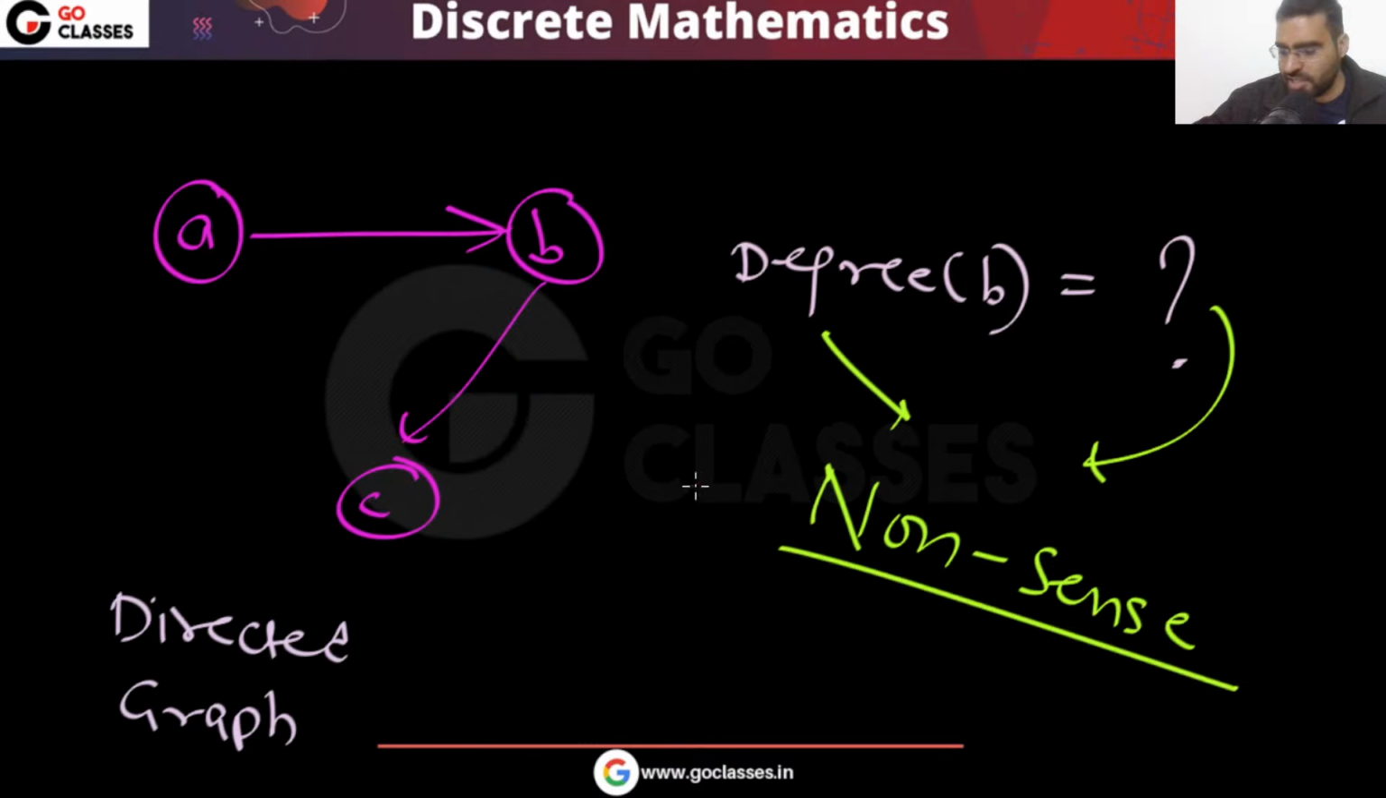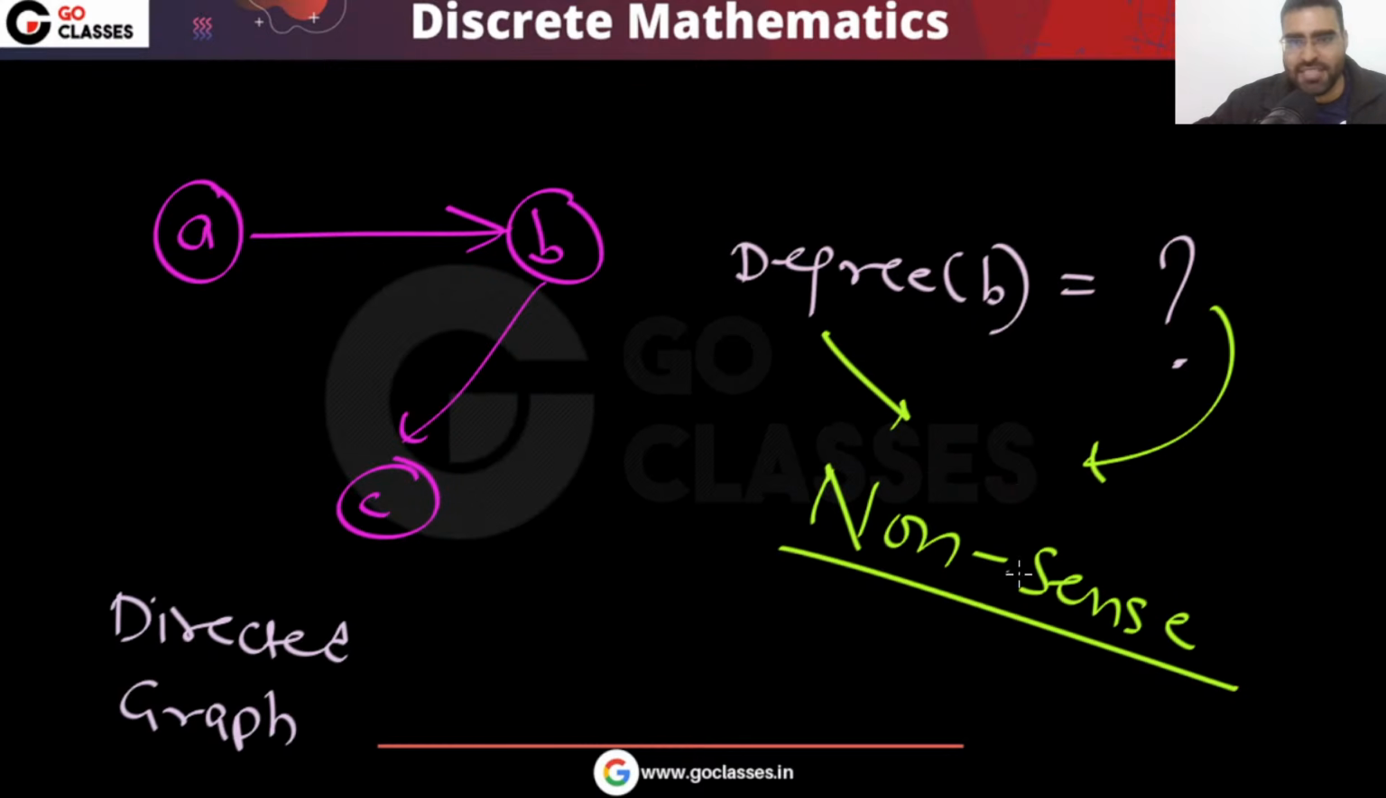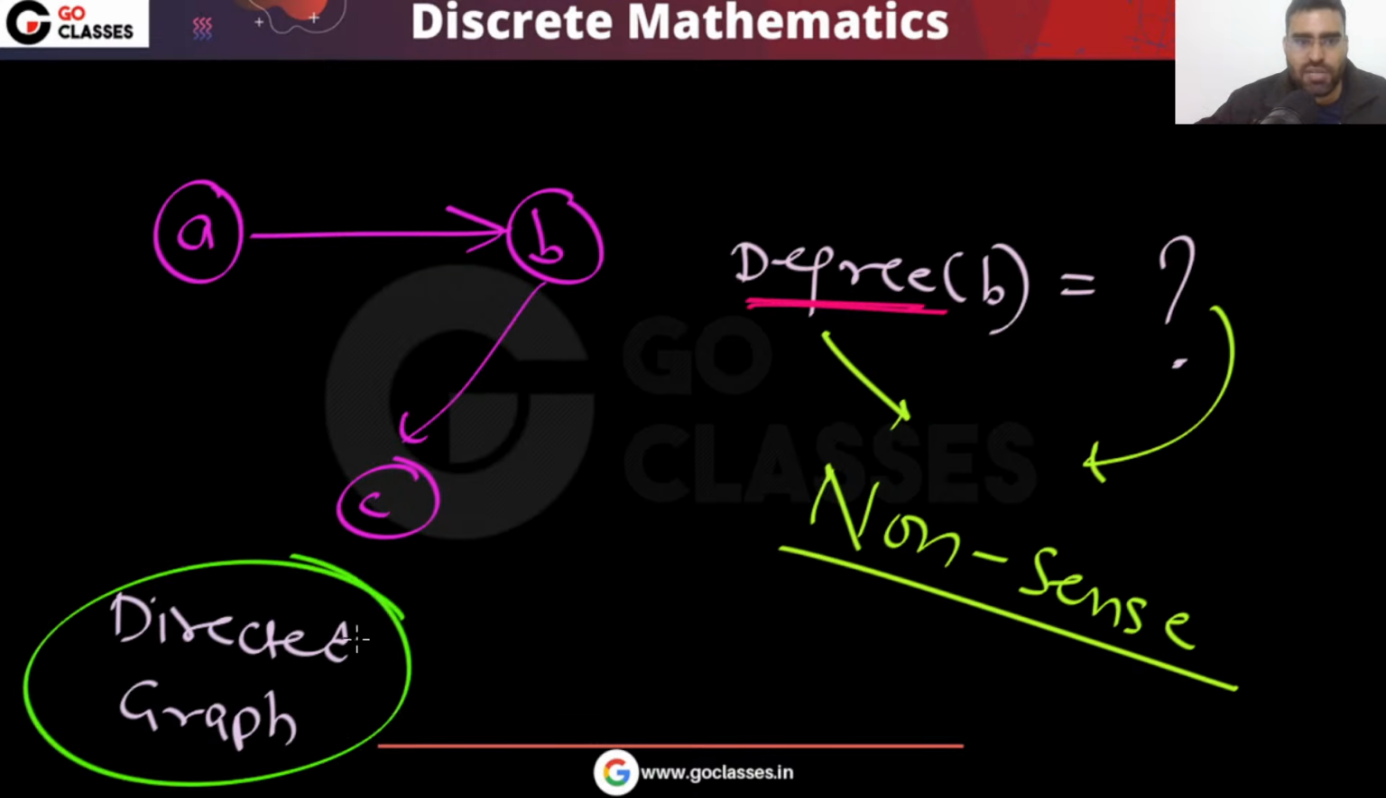Here you can put the Jethalal meme, right? Nonsense. You can put that Jethalal meme here. So this is nonsense. Why? Because for a directed graph, this word degree is not defined. So I cannot ask you this degree. For a directed graph, the word degree is not defined.